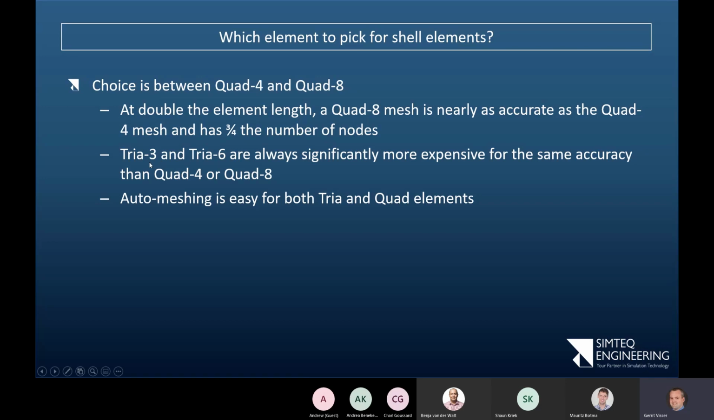Tri 3 and tri 6 is always more expensive than quad 4 or quad 8 if we look at the same accuracy. But since auto meshing is easy, whether we mesh with tri or quads, there's exactly zero reason to waste time and effort on a tri 3 and a tri 6.